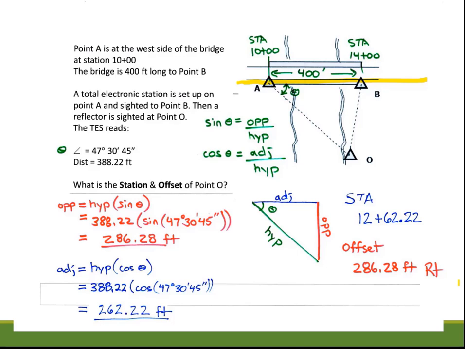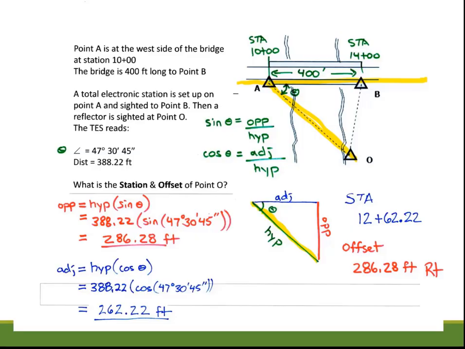If I evaluate first for the offset, I can rearrange the sine equation so that I compute the opposite side equal to the hypotenuse times the sine of theta. So I'll input the hypotenuse, which is the distance that was shot or read to the prism, times the sine of that angle that was turned, which gives me 286.28 feet, right? And pretty directly, that is the offset.